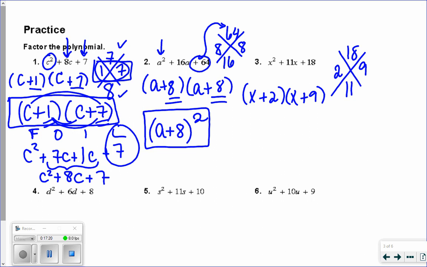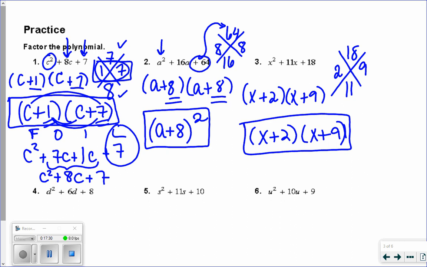And then you can test that. You can always FOIL it back. If you're in the middle of a test or a quiz and you have the time, that is well worth the time and effort to make sure you didn't goof anything up. And then you can say, yeah, that's my answer. So this is the factored version of that trinomial.